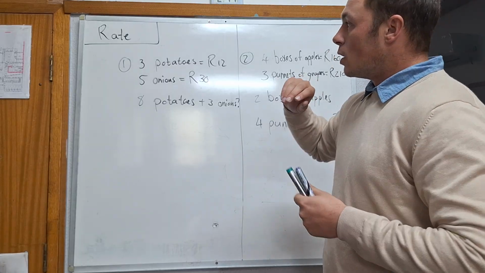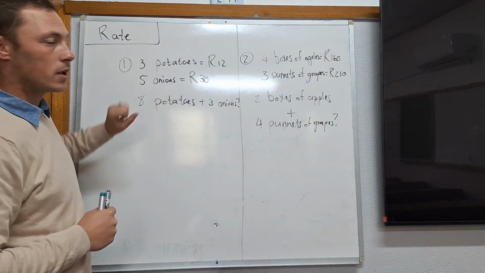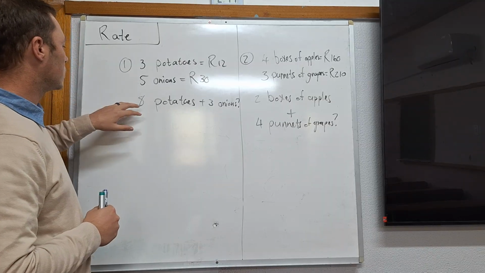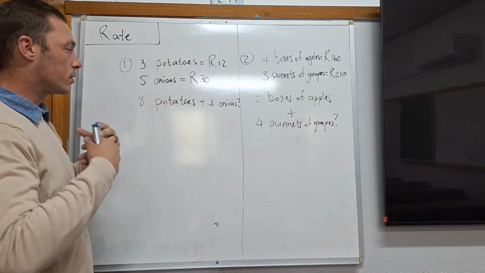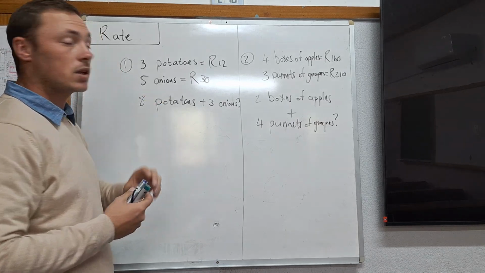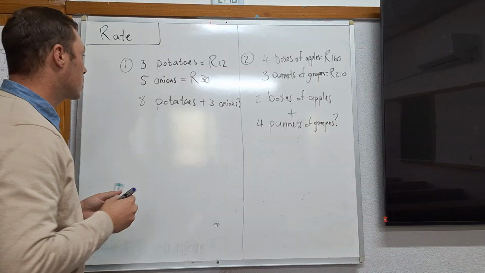So when we do a rate calculation, I'm going to give you the cost of a certain amount of items, and then I'm going to add or subtract some of the amount, and I want the new costing price of the total amount of items that I need. So I'm going to do two different examples just to show this.